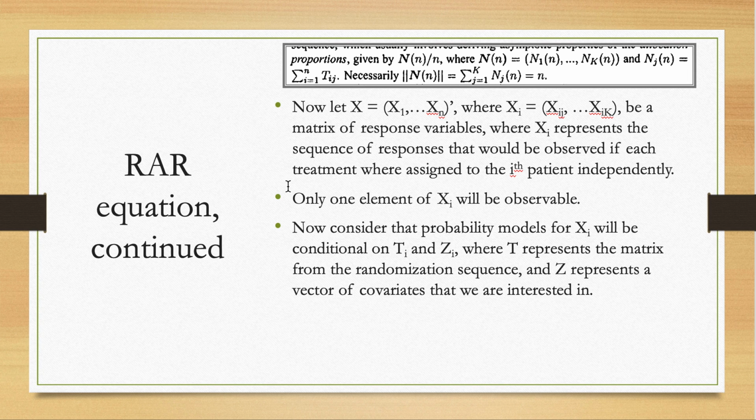So now, let X = (X_1, ..., X_n), where X_i = (X_i1, ..., X_ik), be a matrix of response variables, where X_i represents the sequence of responses that would be observed if each treatment were assigned to the ith patient independently, and only one element of X_i will be observable. So now let's consider that the probability models for X_i will be conditional on the matrix T_i and Z_i, where T represents the matrix from the randomization sequence, and Z represents a vector of covariates that we are interested in.